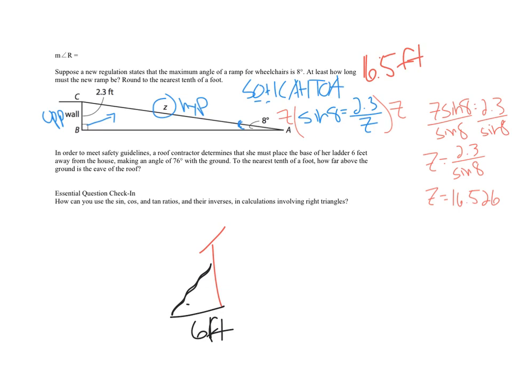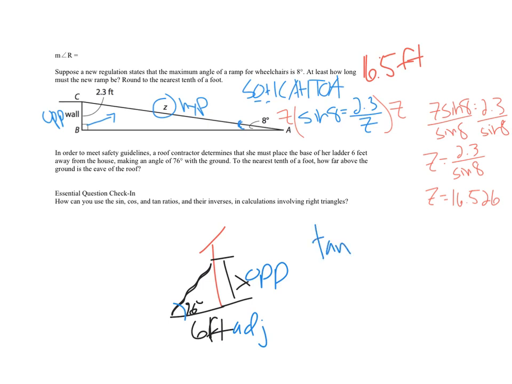and making an angle of 76 degrees. And to the nearest tenth of a foot, how far above the ground is the eave of the roof? So we're looking for this distance here. So we'll call that x. So now as we look at this one, here's our angle we're working with. This is now our opposite. This is our adjacent. So going back up to our SOHCAHTOA, opposite and adjacent is tangent.